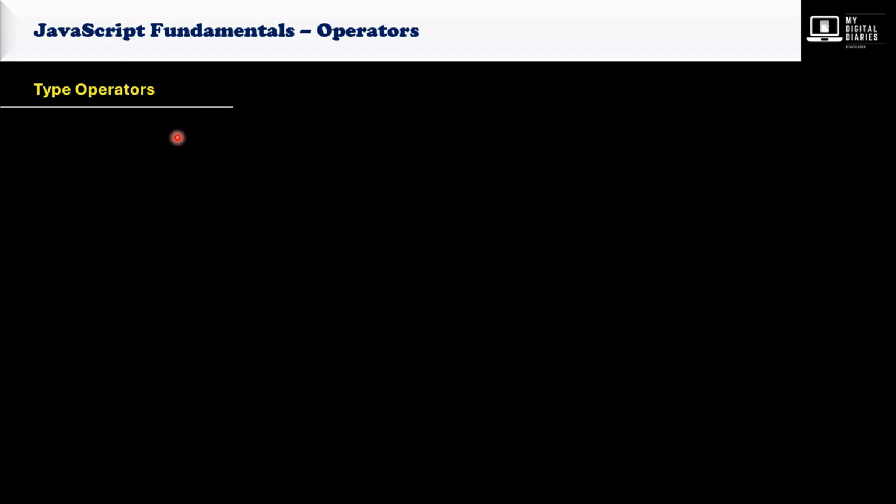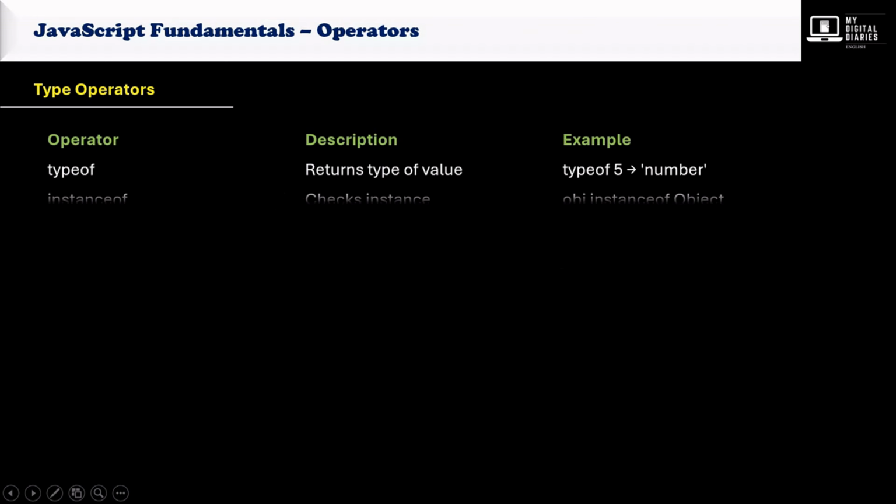Now let's talk about type operators. There are two type operators we have. One we have already seen, typeof. The typeof operator tells us the type of a value. So it returns the type of a value. If you say typeof 5, the 5 is a number, so it will return number. So this is one operator, typeof.